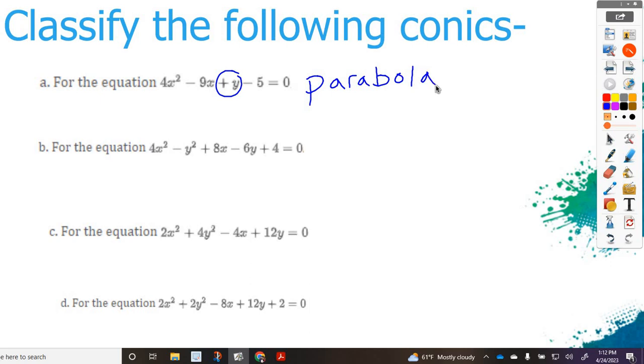Okay. Now on our next one, are both terms being squared? Yeah. So we know we don't have a parabola. So then what's our next question? Are they being subtracted? Yes. So what does that mean? We have a hyperbola.